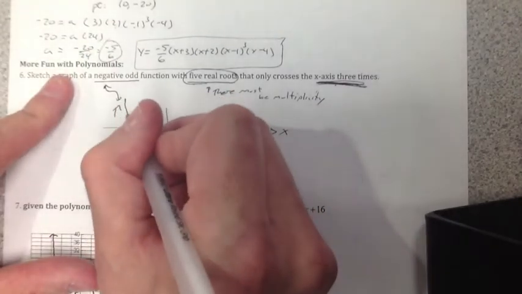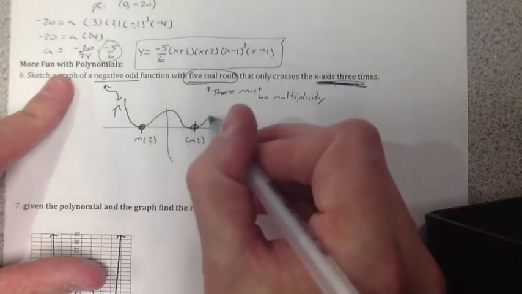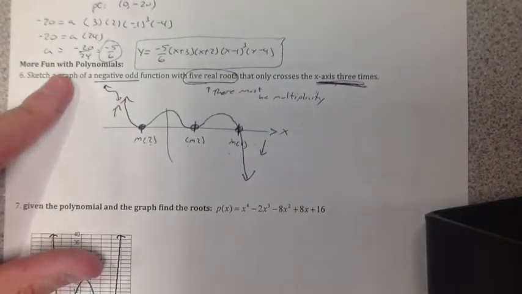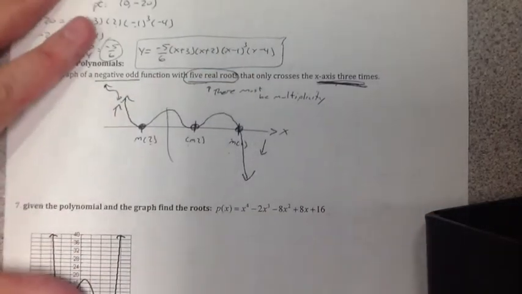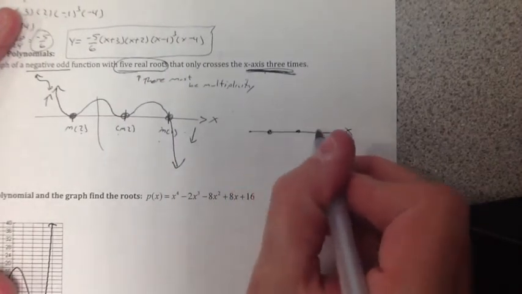So if I cross here, it bounces up, and because it's M1, it goes down. And there's my graph. Now, see if you can do another one. There's a lot of ways you can do this. Here's my x-axis, 1, 2, 3.